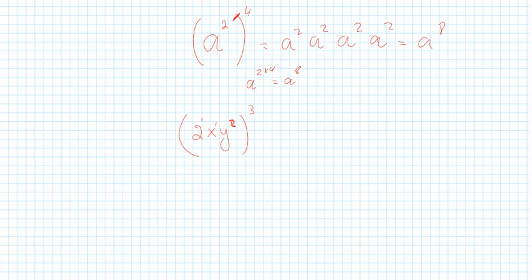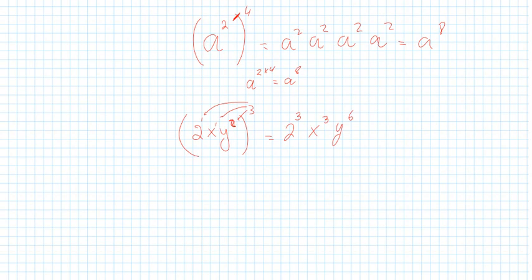Now, look what happens. I multiply that 3 by each exponent in the bracket. So that's going to become 2 cubed x cubed y to the power of 6. Okay? So that's what we're doing. We're distributing that exponent into every single letter and variable and number inside my bracket, as long as I have a multiplication inside the bracket. Are we okay with that?